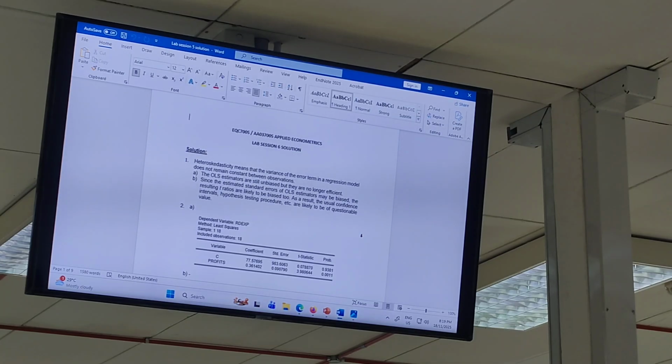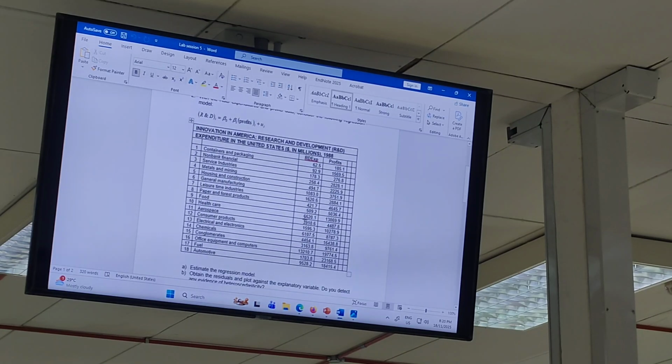This means that because the variance becomes larger, the chance of getting an estimate far from the true value is higher, although the average is still unbiased. Since the estimated standard error of the least squares estimator may be biased, the resulting t ratios are likely to be biased too. As a result, the usual confidence interval, hypothesis testing procedure, etc. are likely to be of questionable value. So the hypothesis testing cannot be done correctly, or maybe we cannot trust the result.